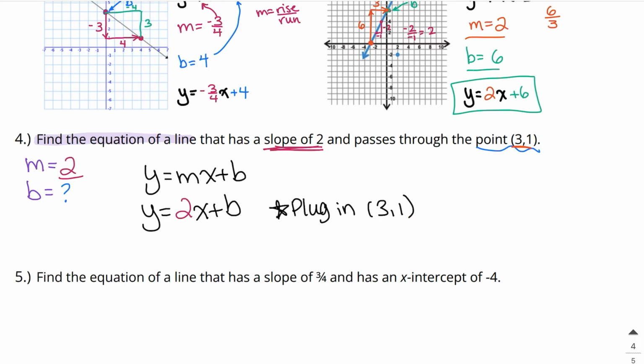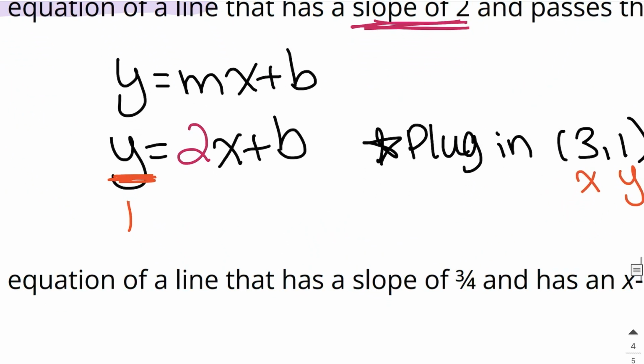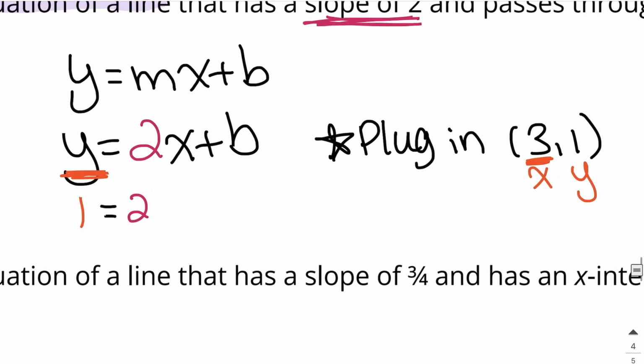So the 3 is the x and the 1 is the y, because in a coordinate, x always goes first, y always goes second. So I can replace this y right here with a 1, because that's what y is. And then I'm going to say equals, and then here I'm going to keep the m as 2, and we know that the x, according to this coordinate, is 3. So I'm going to put in 3 right here, and then I'm just going to say plus b.